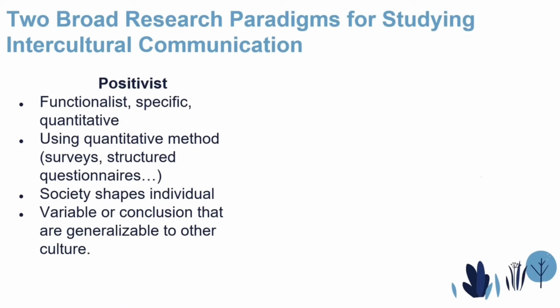The first category is the positivist research paradigm. It is also known as functionalist, scientific, and quantitative. Positivist researchers prefer using scientific quantitative methods since they believe surveys or structured questionnaires will offer them reliable and representative results. Positivist researchers also believe that society shapes individuals, hence they will look for objective or social factors that cause specific behaviors of individuals. Finally, in positivist research, they tend to look for variables or conclusions that are generalizable to other cultures.